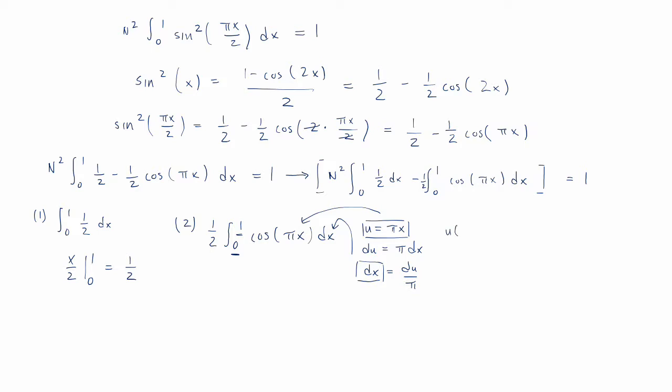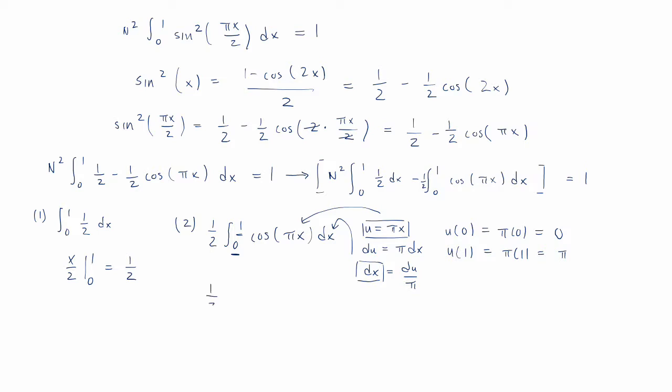So u of 0 is equal to pi times 0, which is equal to 0. u of 1 is equal to pi times 1, which is equal to pi. What I'm basically doing is substituting the original bounds into the expression of u. So that will give me my new bounds.